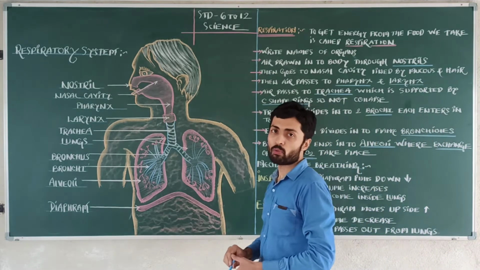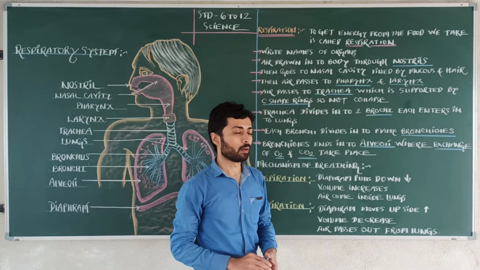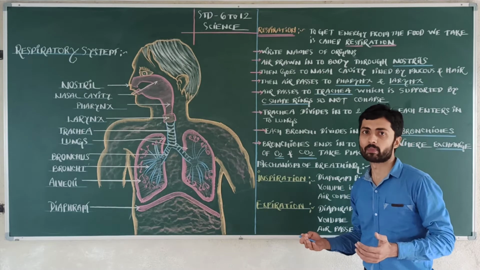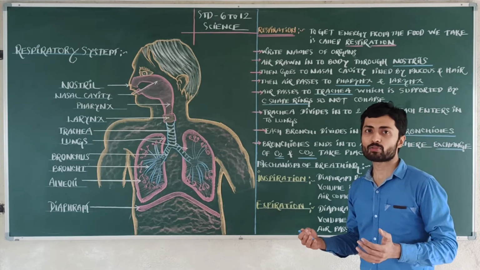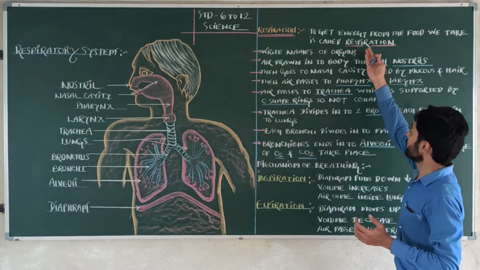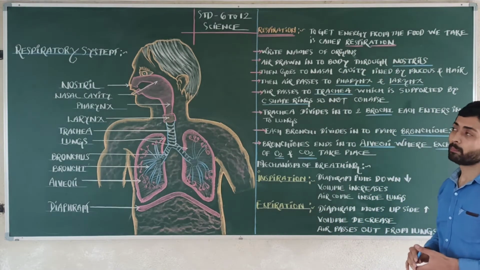For any kind of work, like running, jumping, going from one place to another place, for any kind of work, we require energy. And this energy we require from our food which we take regularly. So, to get the energy from the food which we take is called the respiration process.